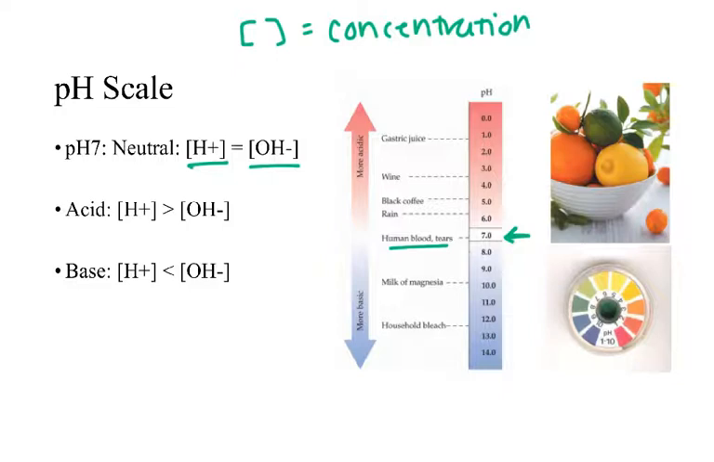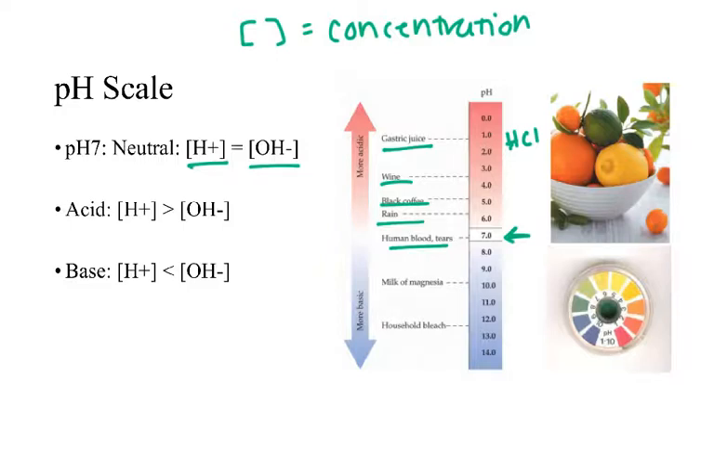We'll be using these a lot throughout this. Okay, so when something is acidic, like gastric juice, this is stomach acid, hydrochloric acid, HCl, falls in this range as well. Wine, black coffee, rainwater, right? We hear the term acidic rain. This is when your hydrogen concentration is greater than your hydroxide concentration.